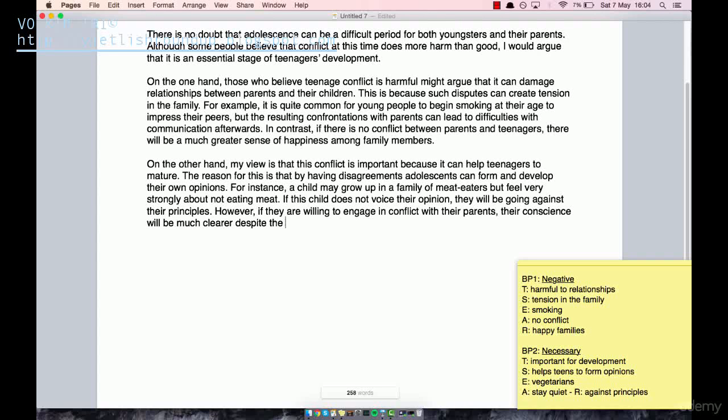A word for feeling negative. Let's go with the word agony. It's a bit strong, but it puts the point across. Despite the agony of the argument. Okay, so however, if they are willing to engage in conflict with their parents, their conscience will be much clearer despite the agony of the argument.